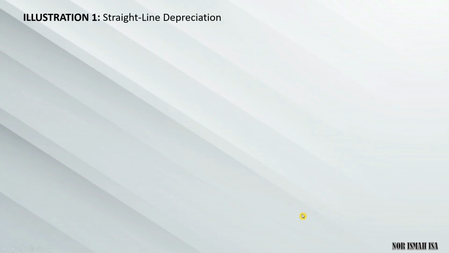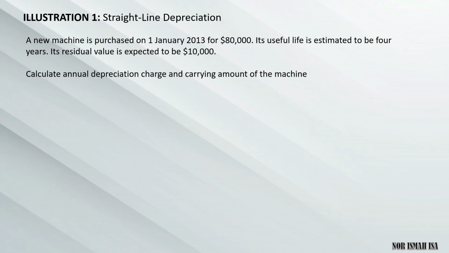Now let's discuss illustration 1, which is using the straight line method. The question asks you to calculate annual depreciation charge and carrying amount of the machine. The question gives you the useful life, which is 4 years. Average residual value expected to be 10,000. The cost is 80,000. So given this information, you will use this formula. You need to find out the depreciable amount, which is the cost minus the residual value 10,000. And then you divide by the 4 years, which is useful life, so you will get the annual depreciation for this machine is 17,500.